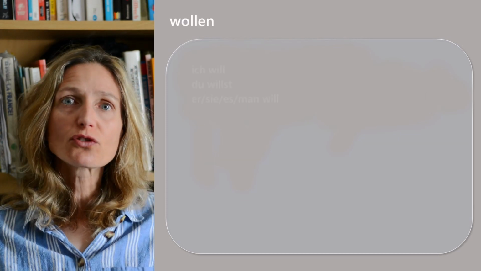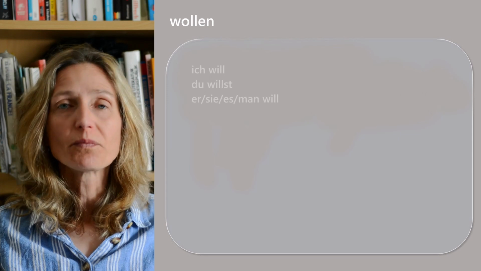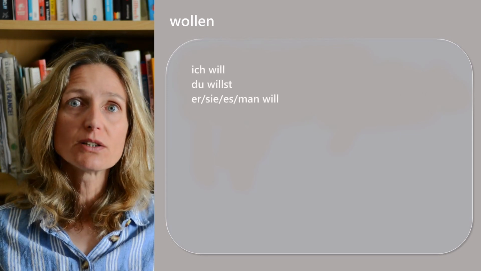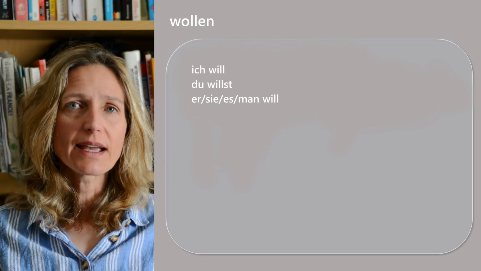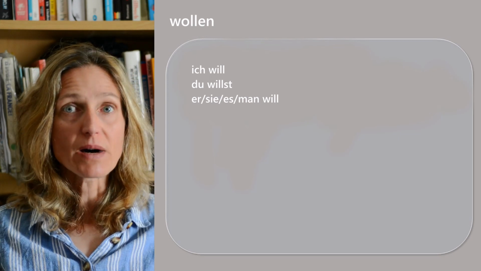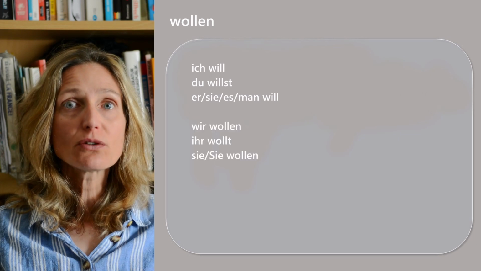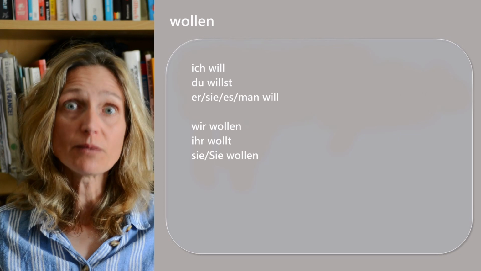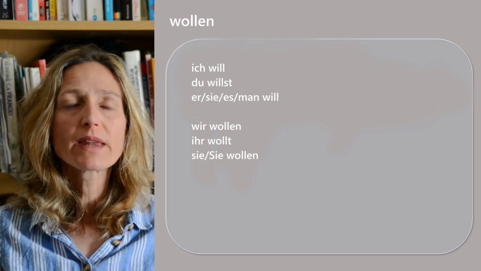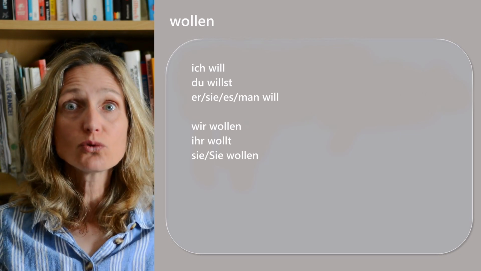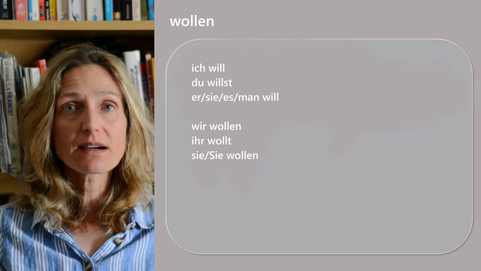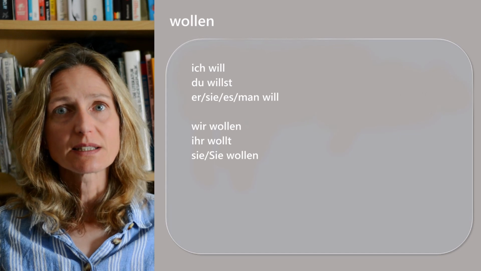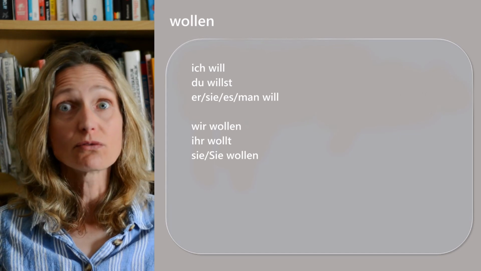We'll now move on to wollen, to want to. The conjugations are ich will, du willst, sie, es, man will, wir wollen, ihr wollt, sie wollen. I'll go through these once more. Ich will, du willst, sie, es, man will, wir wollen, ihr wollt, sie wollen.